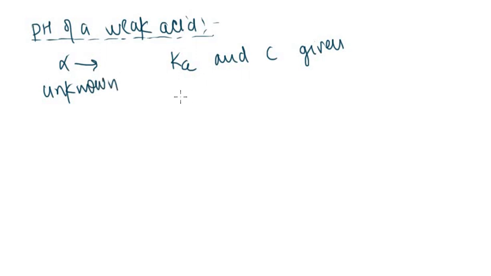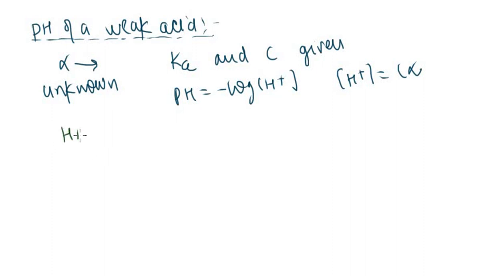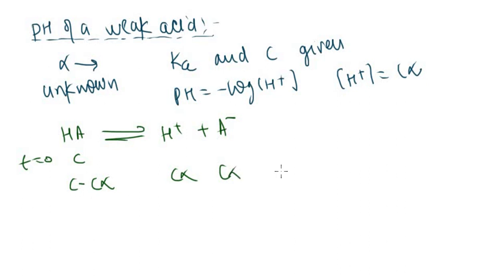Okay, so here we're gonna calculate pH equals negative log of H plus, and the concentration of H plus turns out to be C alpha. So let's go through an example. HA is an acid which releases H plus and A minus through a reversible reaction because it is a weak electrolyte, eventually a weak acid. At t equals 0, the initial concentration is C. When equilibrium is established, it turns out to be C alpha and C alpha.